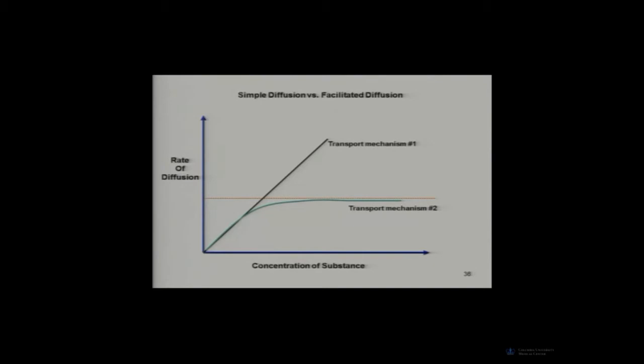But in the green line, starting at 0, as you increase the concentration, the rate increases until it hits some limiting factor, and the rate of diffusion is actually plateauing. So one of these represents simple diffusion, and one represents facilitated. Which one represents simple diffusion? Who thinks the black one? And who thinks the green? So the black line represents simple diffusion.